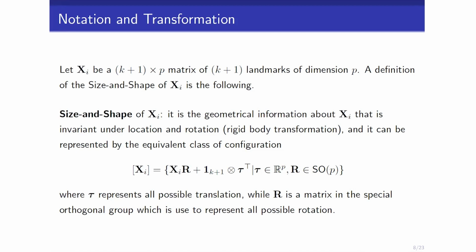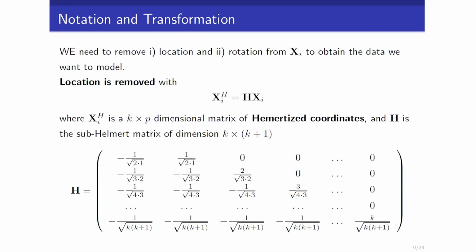But we still need the data. We have observed k+1 landmarks, and we need to extract the size and shape data, and we need a model. So we took the original data and applied two transformations: the first one removes location, the second one removes rotation. If we rotate and translate the original data, apply the same transformations, we must obtain the same data, because the size and shape should be the same. Location is removed with the Helmert matrix.